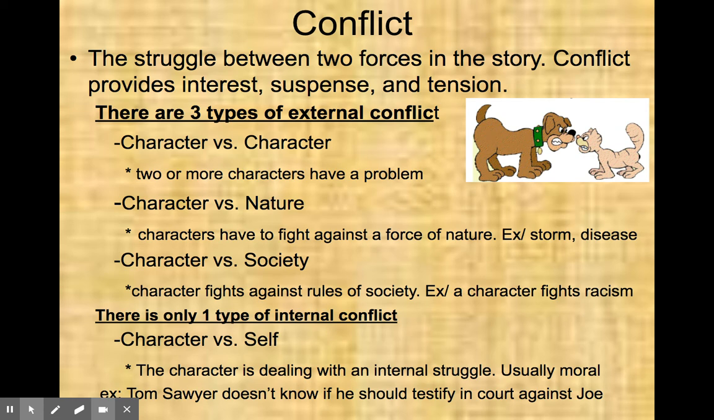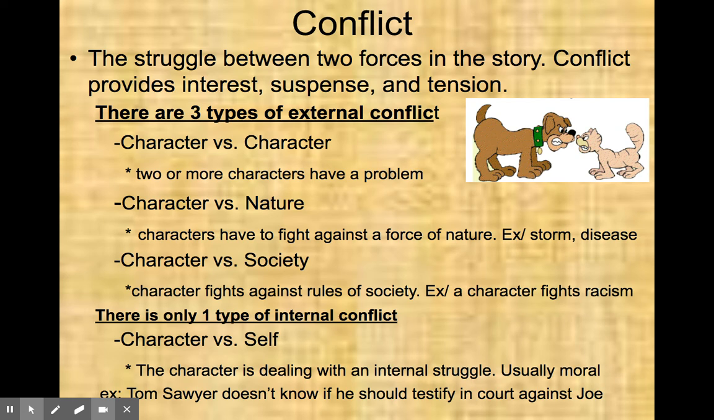And the only kind of internal conflict is the conflict inside of yourself, inside of the character. So when they're struggling with an issue inside, it is the character dealing with an internal struggle. It's usually moral, like, should I do this or not? I know that I should be doing my homework, but I don't want to. What should I do? You're struggling with your choice. Maybe your parents asked you to do something and you're struggling because you want to go do something else.